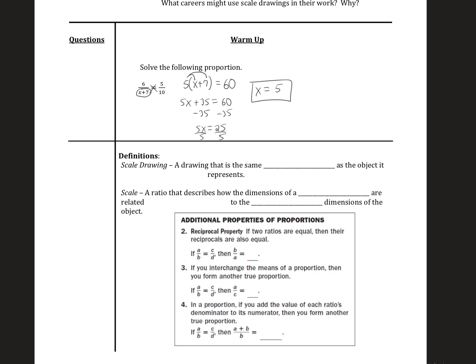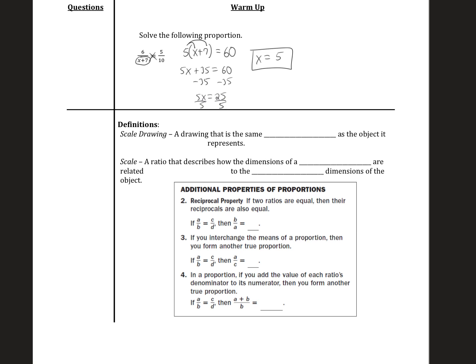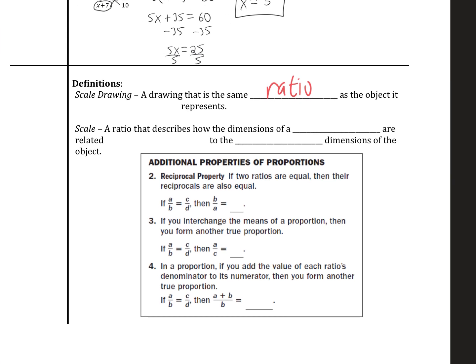So a scale drawing is a drawing that is the same ratio as the object it represents, okay? A scale is a ratio that describes how the dimensions of a drawing are related to the actual dimensions of the object. All right. So we talked about the cross products of proportions being equal.